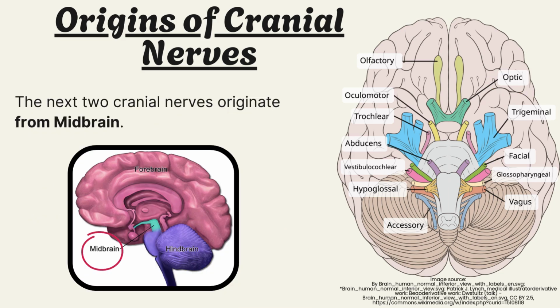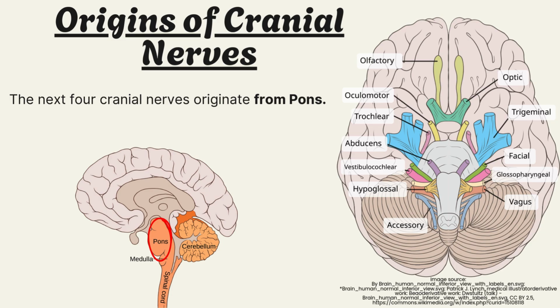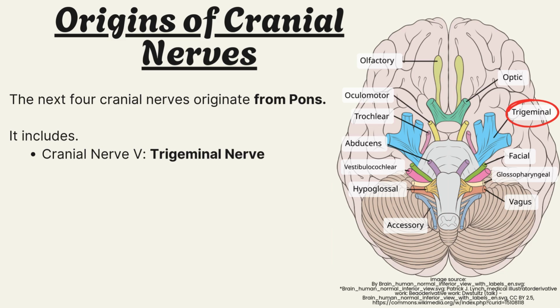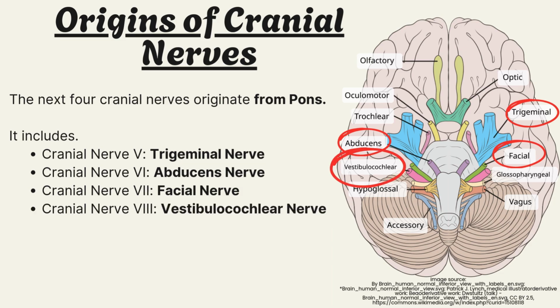The next 2 cranial nerves originate from the midbrain. It includes cranial nerve number 3, oculomotor nerve; cranial nerve number 4, trochlear nerve. The next 4 cranial nerves originate from the pons. It includes cranial nerve number 5, trigeminal nerve; cranial nerve number 6, abducens nerve; cranial nerve number 7, facial nerve; cranial nerve number 8, vestibulocochlear nerve.